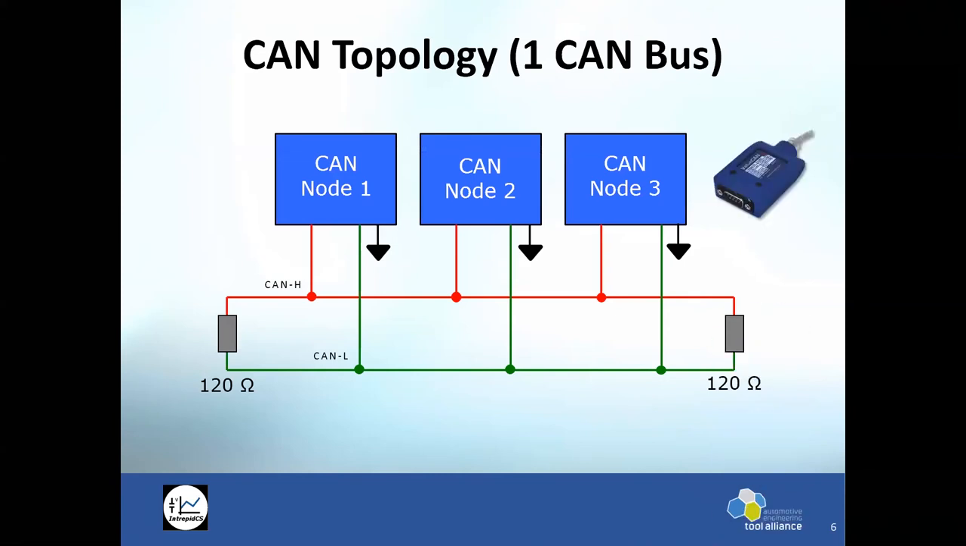Here's an example using our ValueCAN 4: we can tap onto the network and bring that data back into the computer through Vehicle Spy. We can monitor what's on the network, or we can even transmit back onto the network.